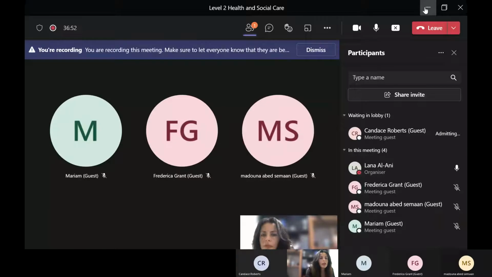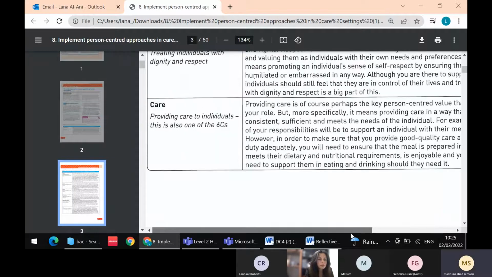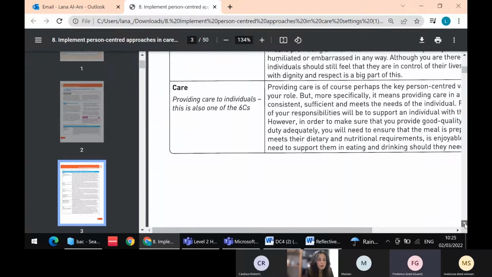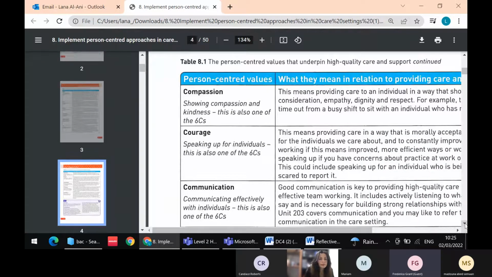Okay. And so it is very, very important. Is this clear so far? Yes, yes. So do we need to list all of these, compassion, courage? Do we need to list all of them?